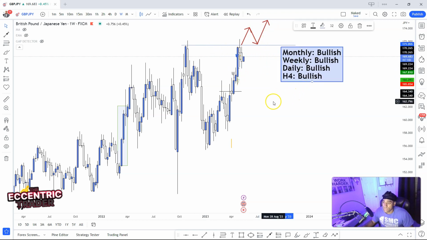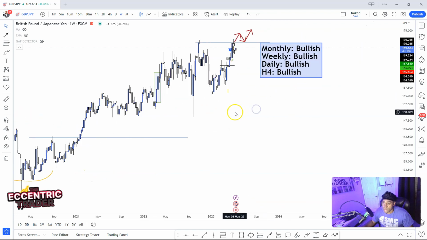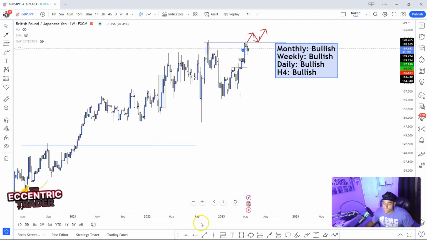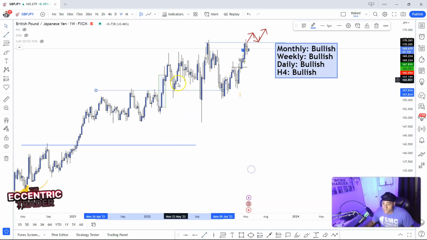And it could do that, we don't know. But if you want to draw out some structure, you can. It looks very choppy on the weekly, but you do the same thing.